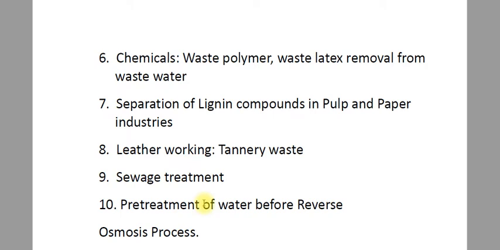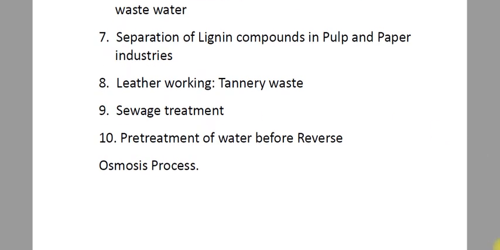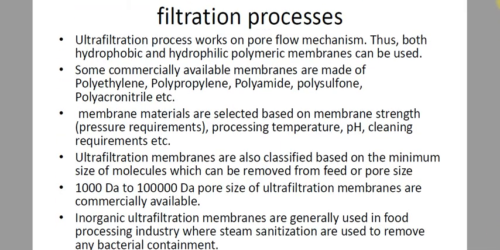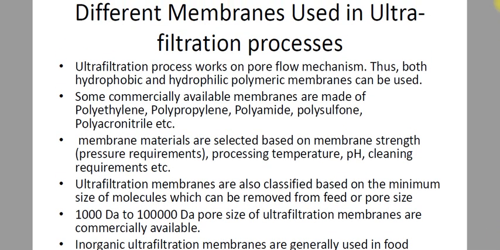In our domestic water purification system, if you check, you will find that before the reverse osmosis module there is a small ultrafiltration module, which is used to separate out the different types of microorganisms or bacteria present in the water. Now this is all about the application. Now we will talk about the different membranes used in the ultrafiltration process.